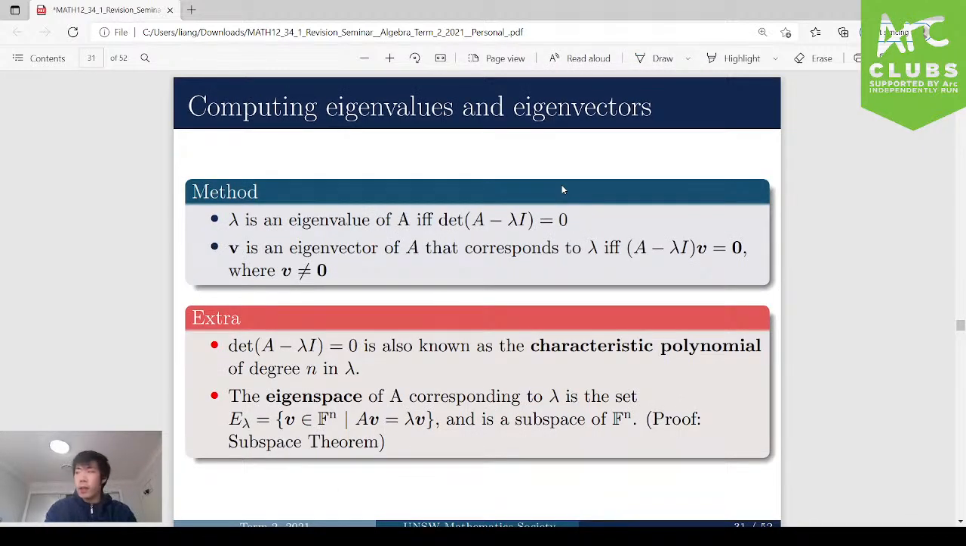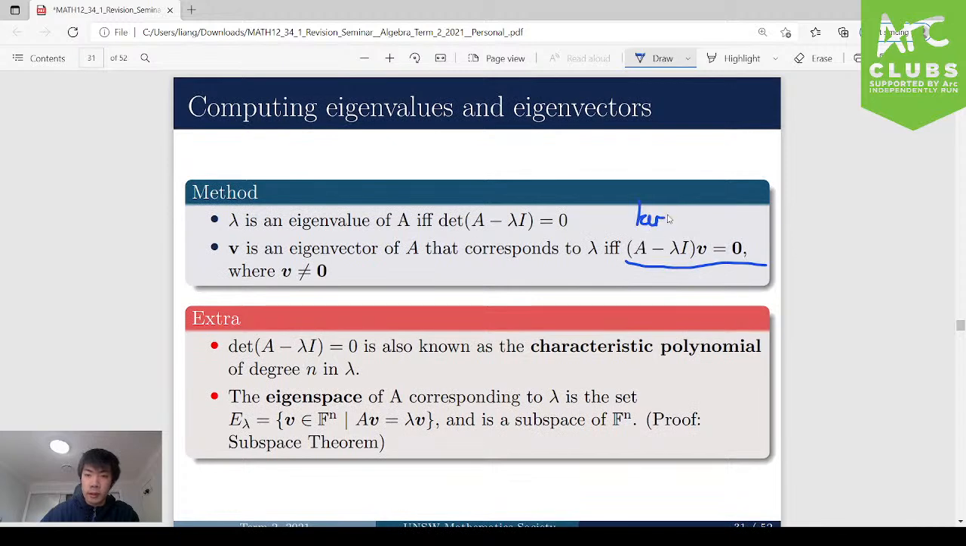So how do you compute eigenvalues and eigenvectors? Okay, lambda is an eigenvalue of A if and only if the determinant of A minus lambda I is equal to 0. And V is an eigenvector of A that corresponds to the eigenvalue lambda if and only if it's in the kernel of A minus lambda I. So saying this and saying this is the same thing, because recall, kernel just means some vector that sends you to the 0 vector in your codomain, okay?